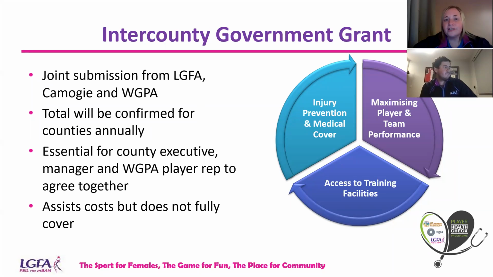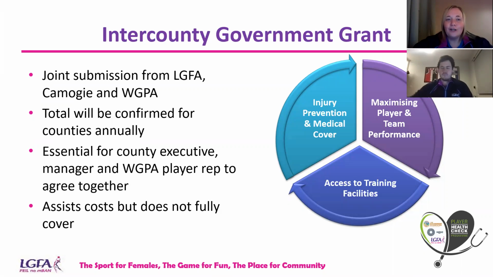So it was a joint submission from ourselves, Camogie, and the WGPA to the government to look for money for our county. So anyone who's been involved in county executive already will know that that grant has been there. There was 9,000 this year that can be claimed. I know some counties are sending that in at the minute. The total will be confirmed annually, so we don't have any confirmation on that, and we won't have till the new year.